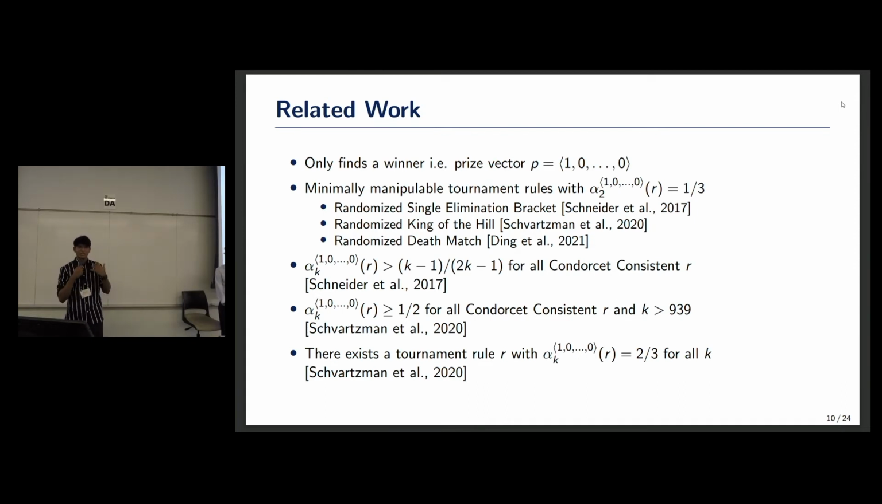And within our notation, we can think of that as just considering the prize vector P equals 1 followed by a bunch of zeros. And previous authors have come up with 3 different tournament rules: randomized single elimination bracket, randomized king of the hill, and randomized death match, such that alpha sub 2, so a set of 2 teams on that prize vector, is a third. And they've also shown that this is the best possible result that you can get on any Condorcet consistent tournament rule. And there are also other results on collusion among teams of size greater than 2, but we don't really know how good or tight they are.